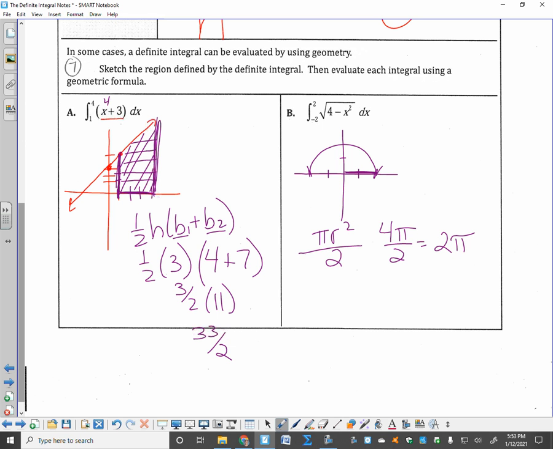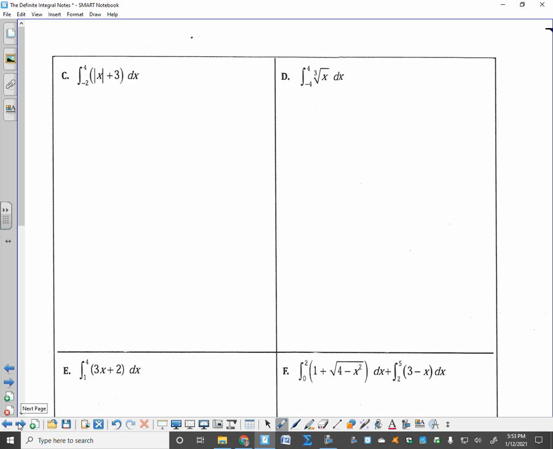All right, home stretch. Oh boy. Absolute value of x plus 3. That shifts it up 3. And I want to go from -2 to 4. Pause it, draw it, make it pretty.